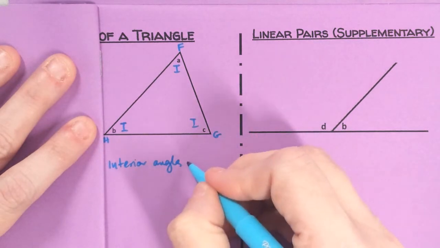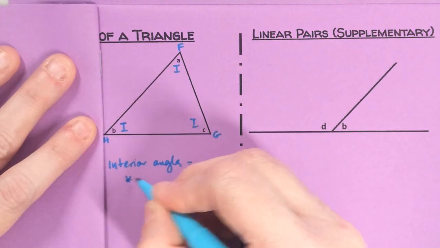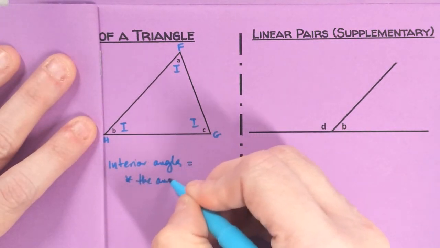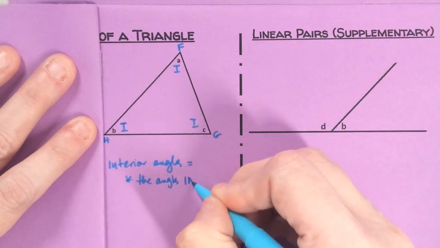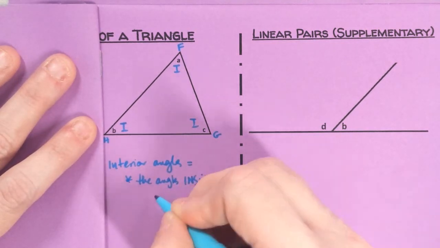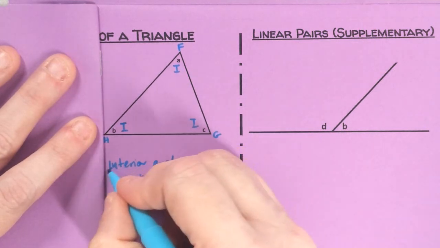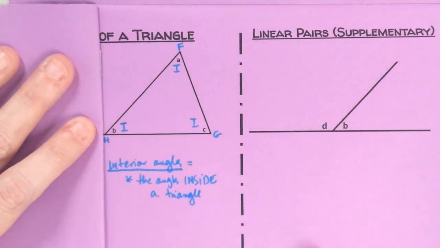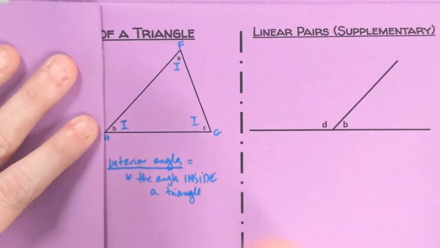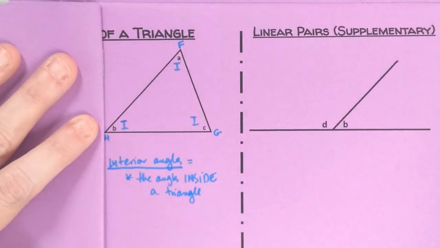Okay, interior angles are, let's just do this, the angles inside a triangle. And technically interior angles are the angles inside any polygon, but for triangles, which is what we're focused on, they're the angles inside of a triangle.